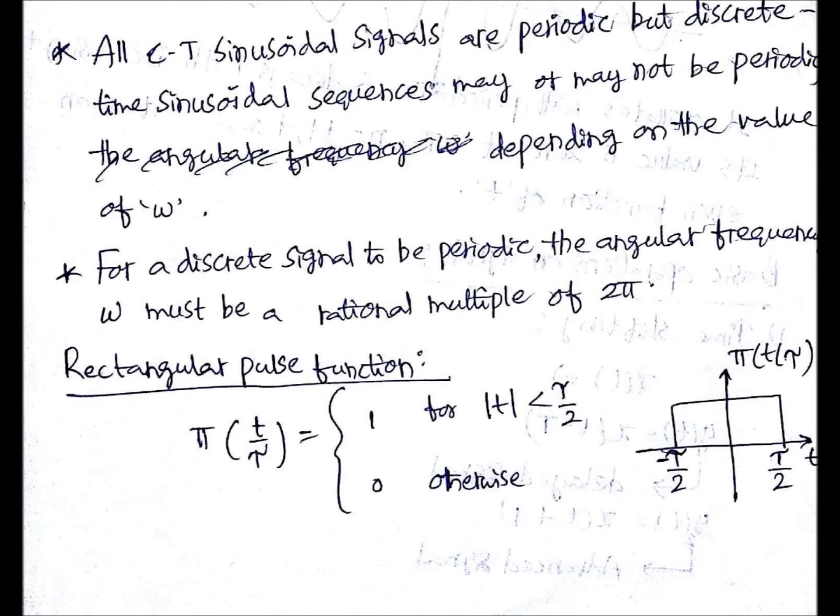So all continuous time sinusoidal signals are periodic. All continuous time sinusoidal signals are periodic, but discrete time sinusoidal sequences may or may not be periodic, depending on the value of omega.